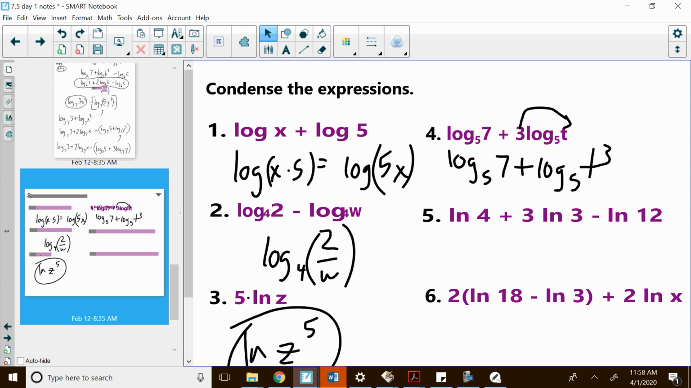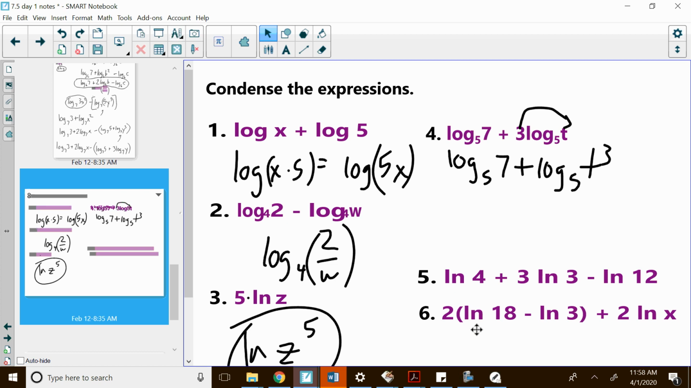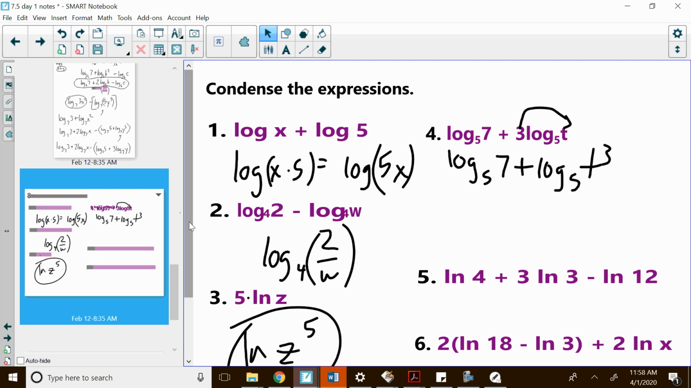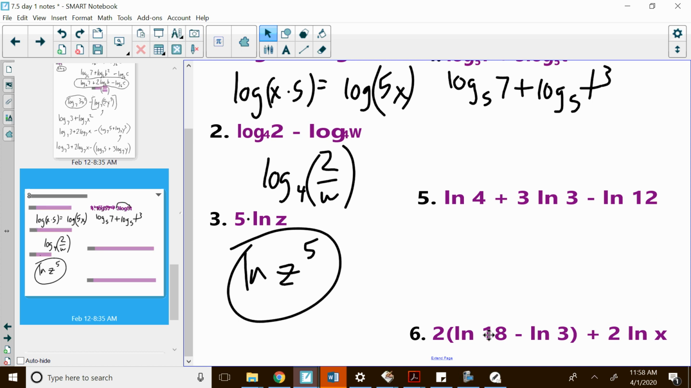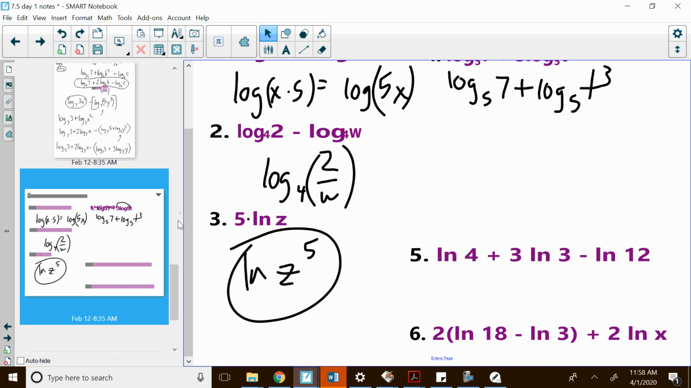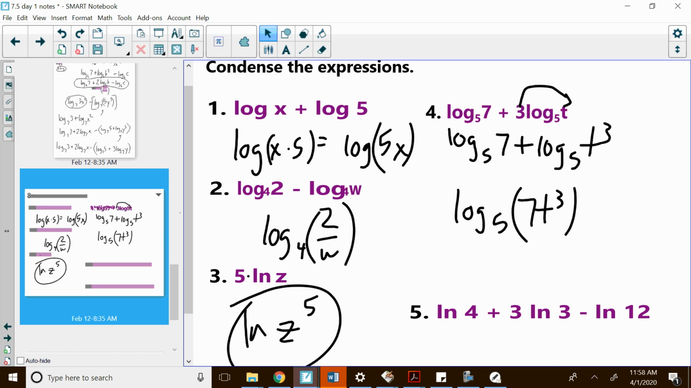And then lastly, give us some more room here. I'm going to combine those by using our product property and condense them into the log base 5 of 7t cubed. It's always best to write a little parentheses around what we're taking the log or natural log of.